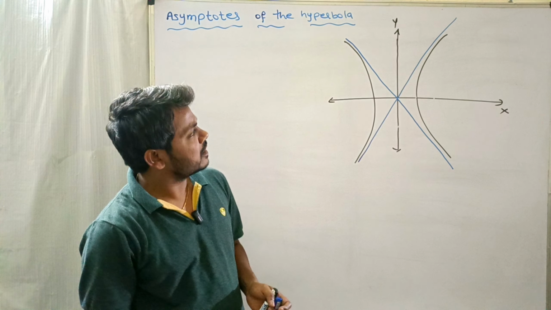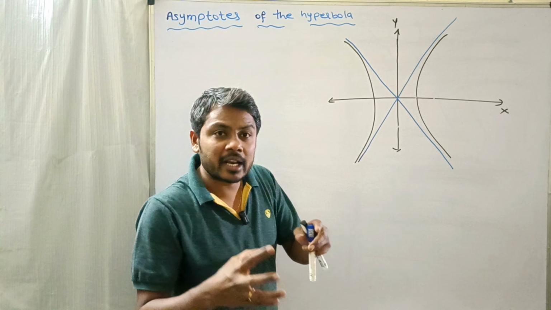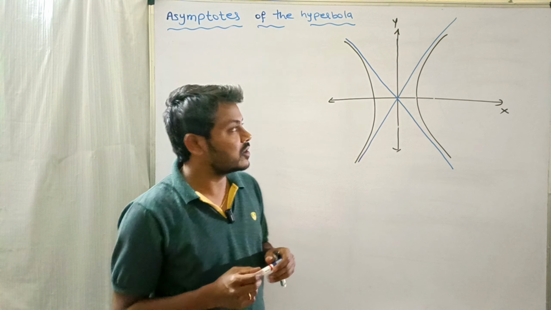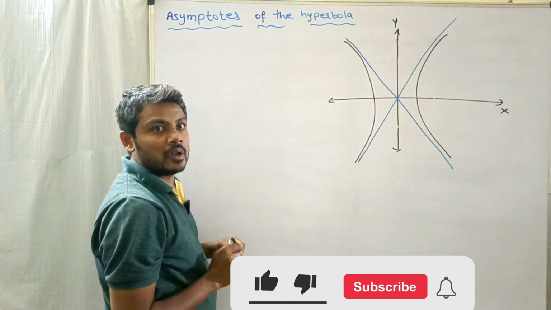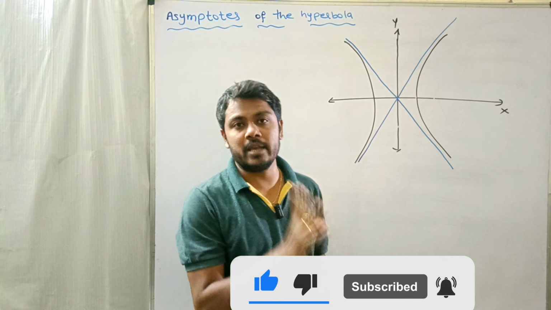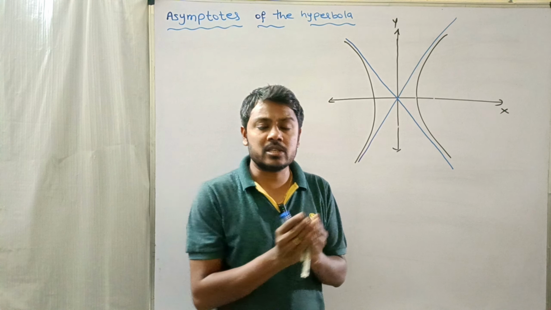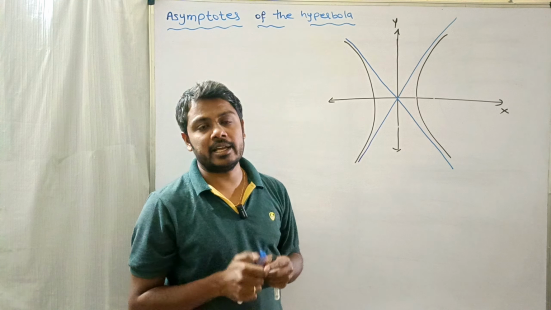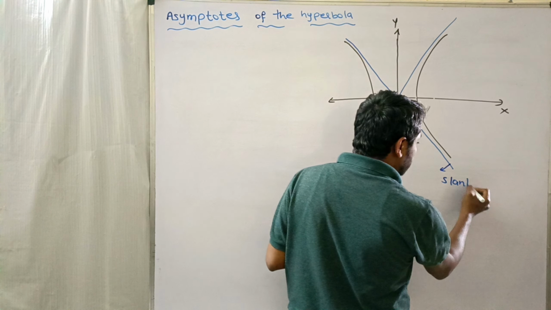Once you observe the graph, see here, these lines are nearer to the curve, but they do not touch. So we can say that these lines are called what? Asymptotes. Now, to find the equation of the asymptotes to the hyperbola: clearly these lines are neither parallel to the x-axis nor parallel to the y-axis. So those lines are called what? Slant lines. Therefore this asymptote is called a slant asymptote.